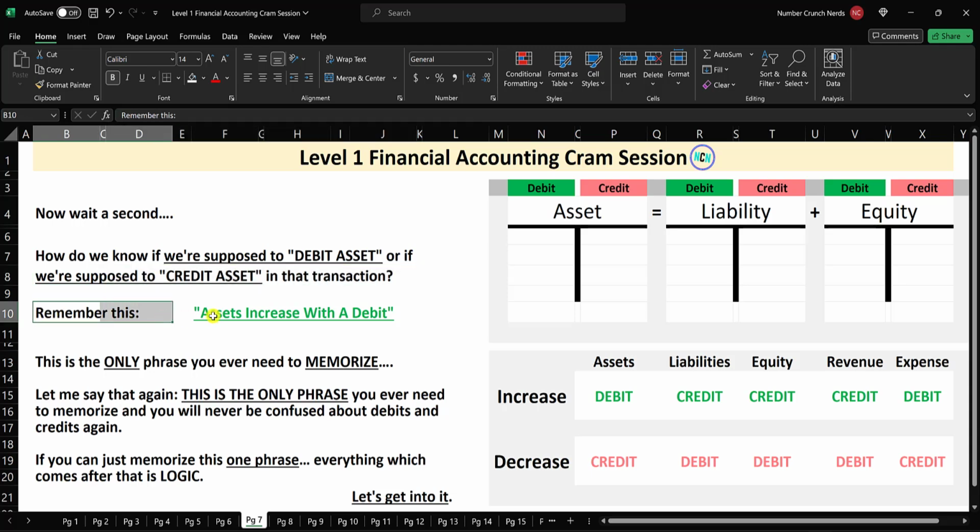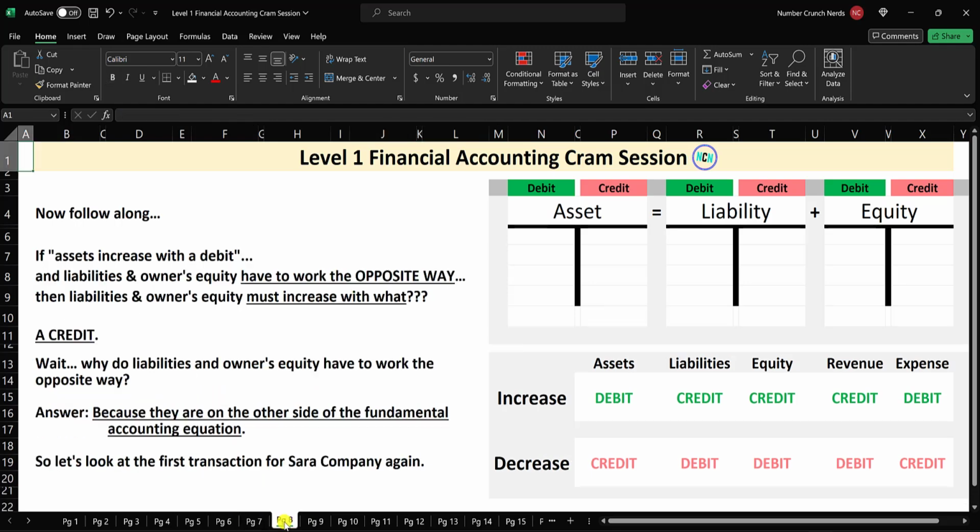I want you to remember this. Assets increase with a debit. That is the only phrase you ever need to memorize. Assets increase with a debit. Let me say that again. That is the only phrase you ever need to memorize, and you will never be confused about debits and credits again. Just memorize this one phrase. If you can just memorize this one phrase, everything which comes after that is just going to be logic.